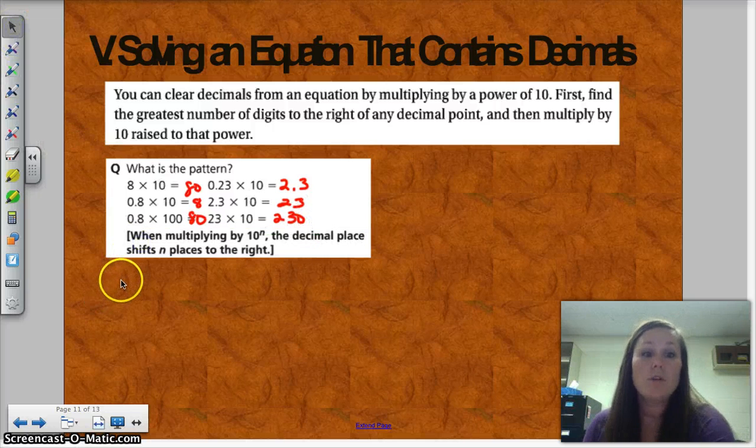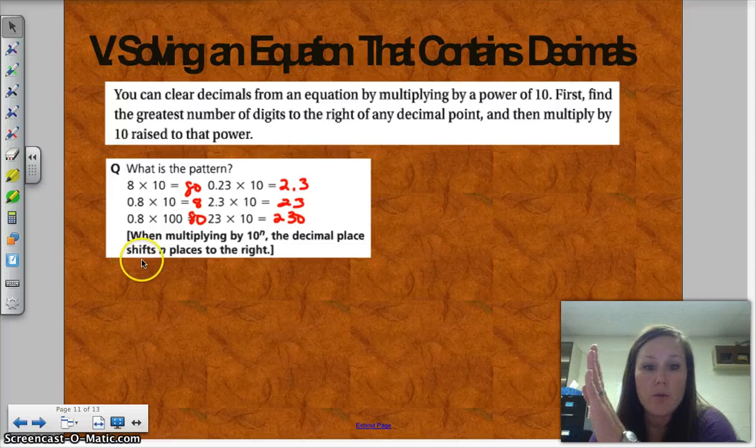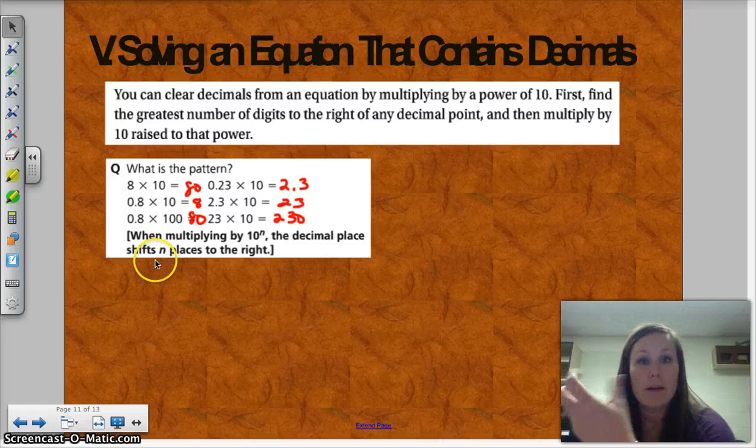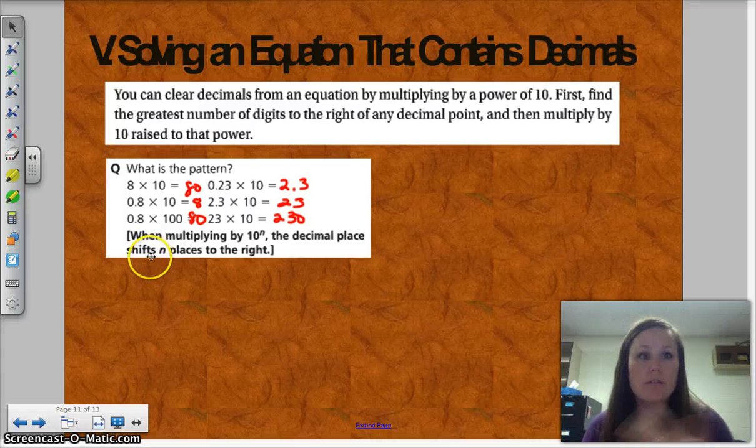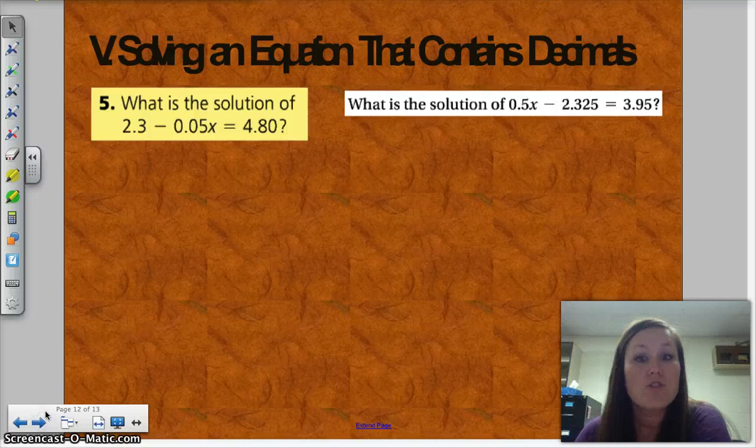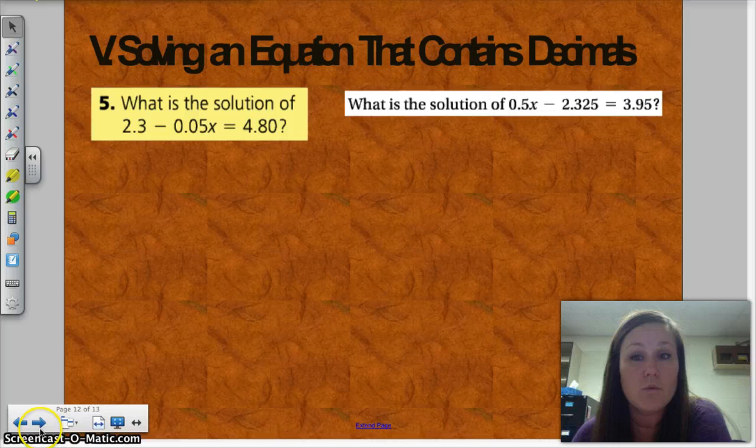Yes. When multiplying by 10 to the nth power, the decimal place shifts n places to the right, meaning however many zeros I have that I'm multiplying by, like if it's 10, I move 1 place to the right. If it's 100, I move 2 places to the right, and so on. So you need to take a look here, practice this. It's 10 seconds left, so I need to go quick. You've got the solution. And next, you need to do the guided practice at the end of your notes.